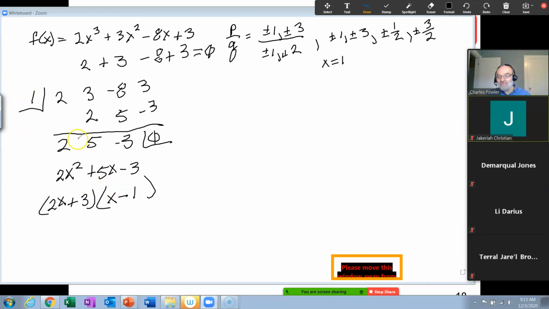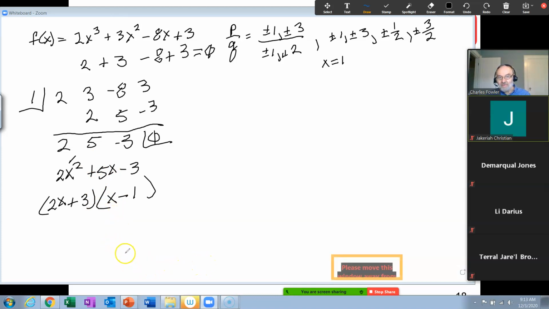2x times x is 2x squared. That works. 2x times minus 1 is minus 2x plus 3x. That would only be a plus x. So we got our middle number wrong. That means we have to swap numbers.